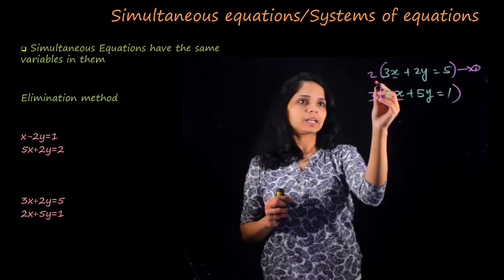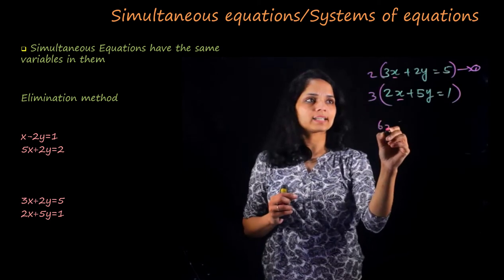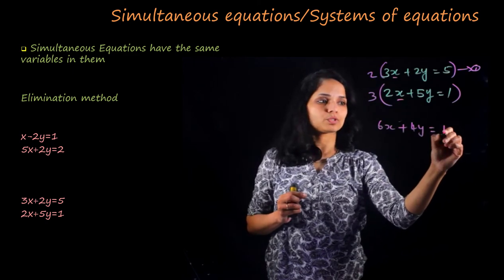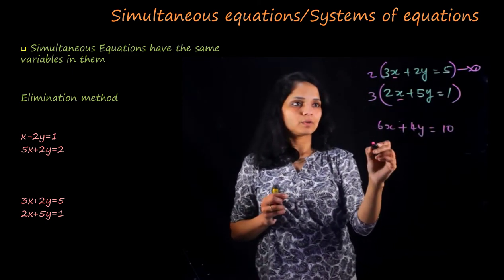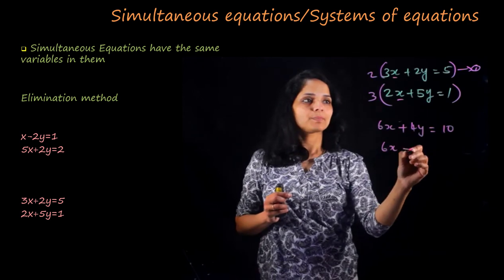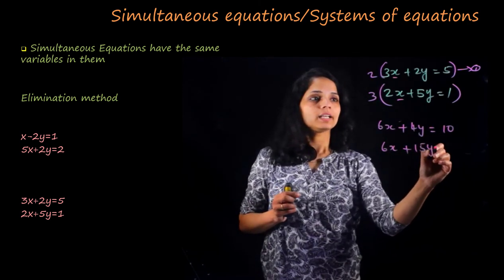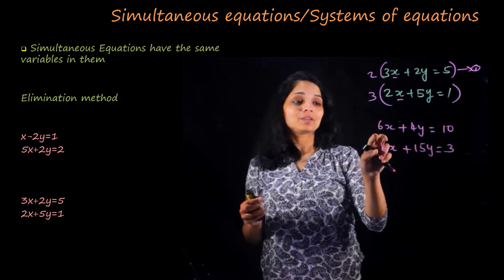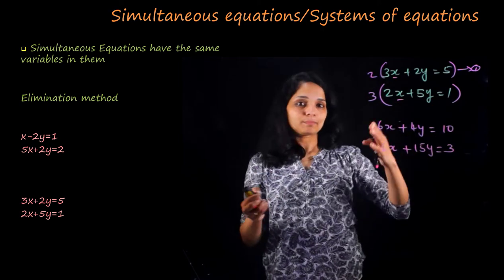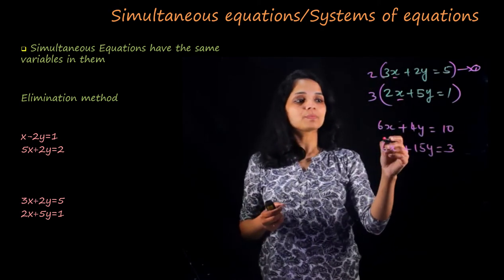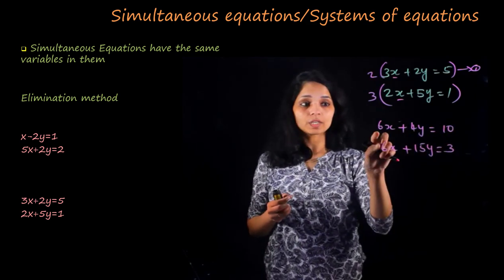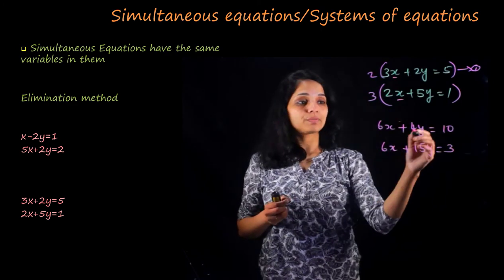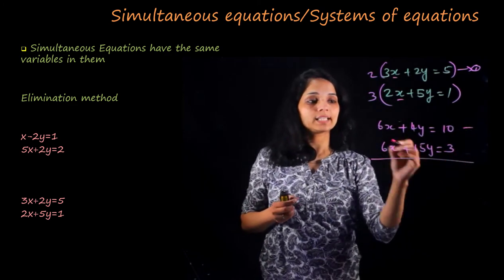So this equation now becomes 2 times 3 is 6x plus 4y equals 5 times 2, 10. And this one, I'm going to get 3 times 2 is 6x plus 3 times 5 is 15y equals 3. Okay, so now our equations are exactly the same equations, but the only thing is we multiplied the equations by some constant values. Okay, so now I'm subtracting these two equations, because x has similar coefficients, 6, 6, and if you're subtracting those two equations, we can get rid of this x.